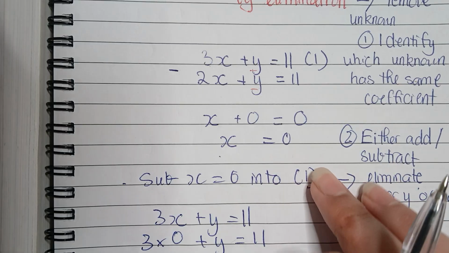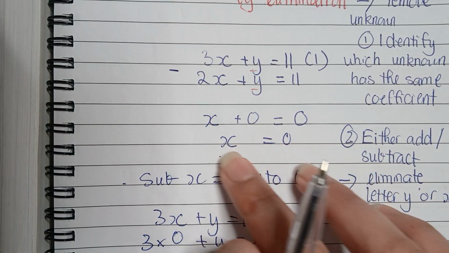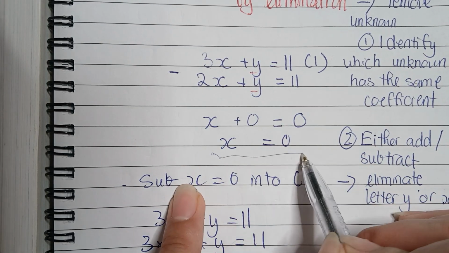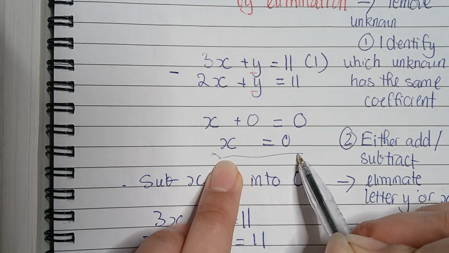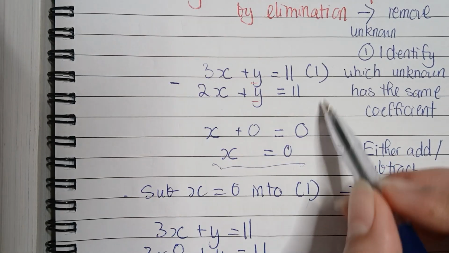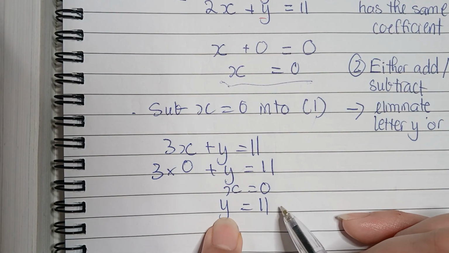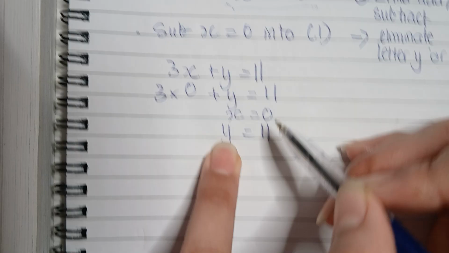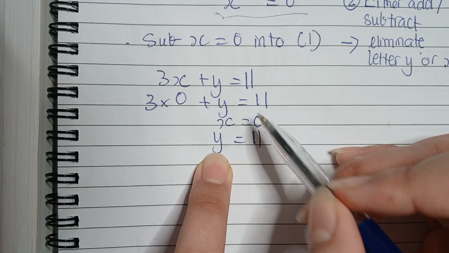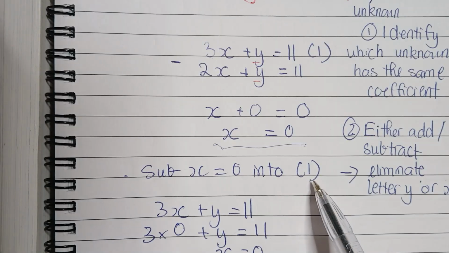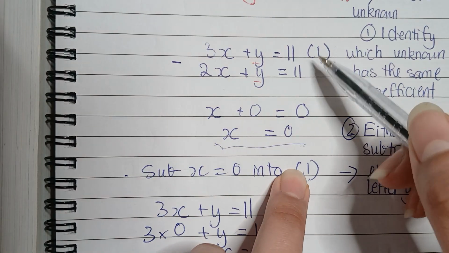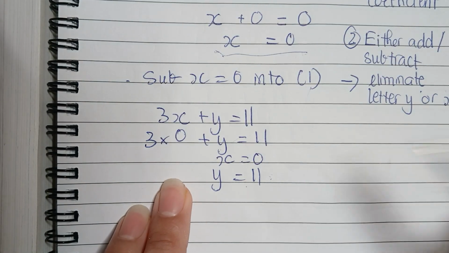After you eliminate one unknown, then you're left with the value of the other. Then sub the value of the one that you know into one of the equations to look for the other unknown. So in this case it's y, and then you sub the value of x into the equation in order to look for y. Alright, we're done.